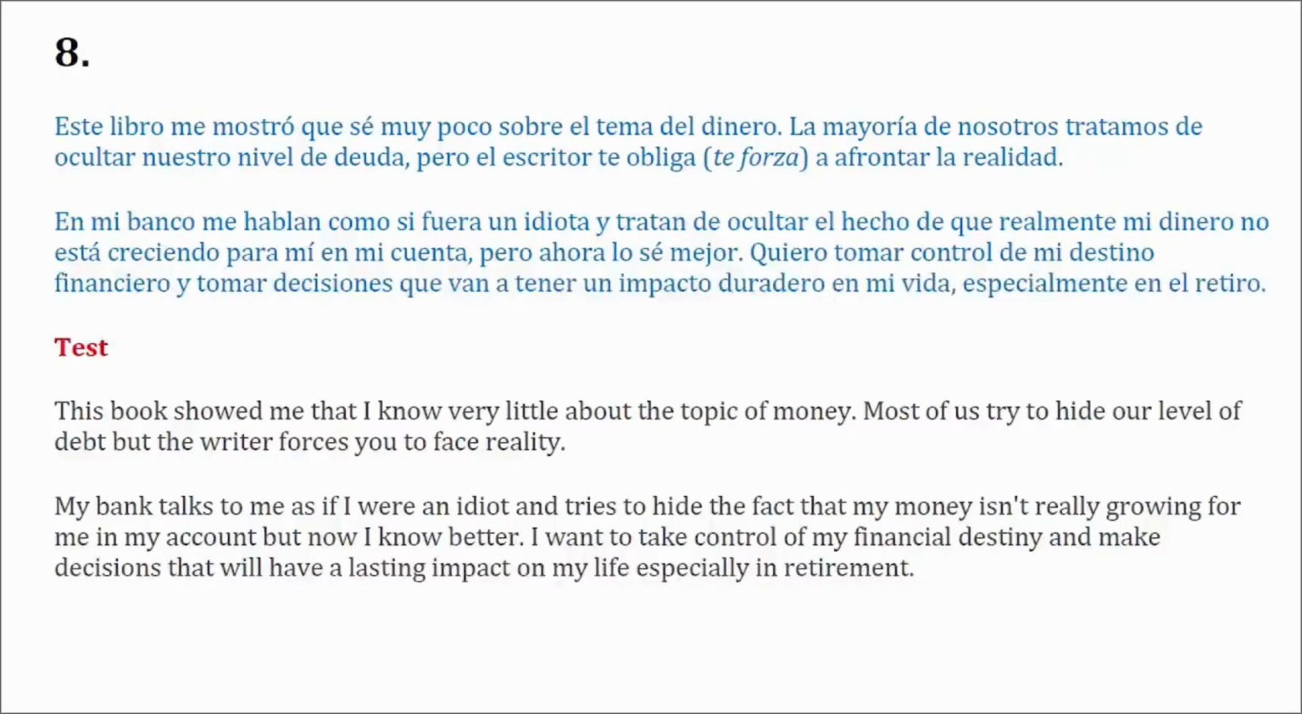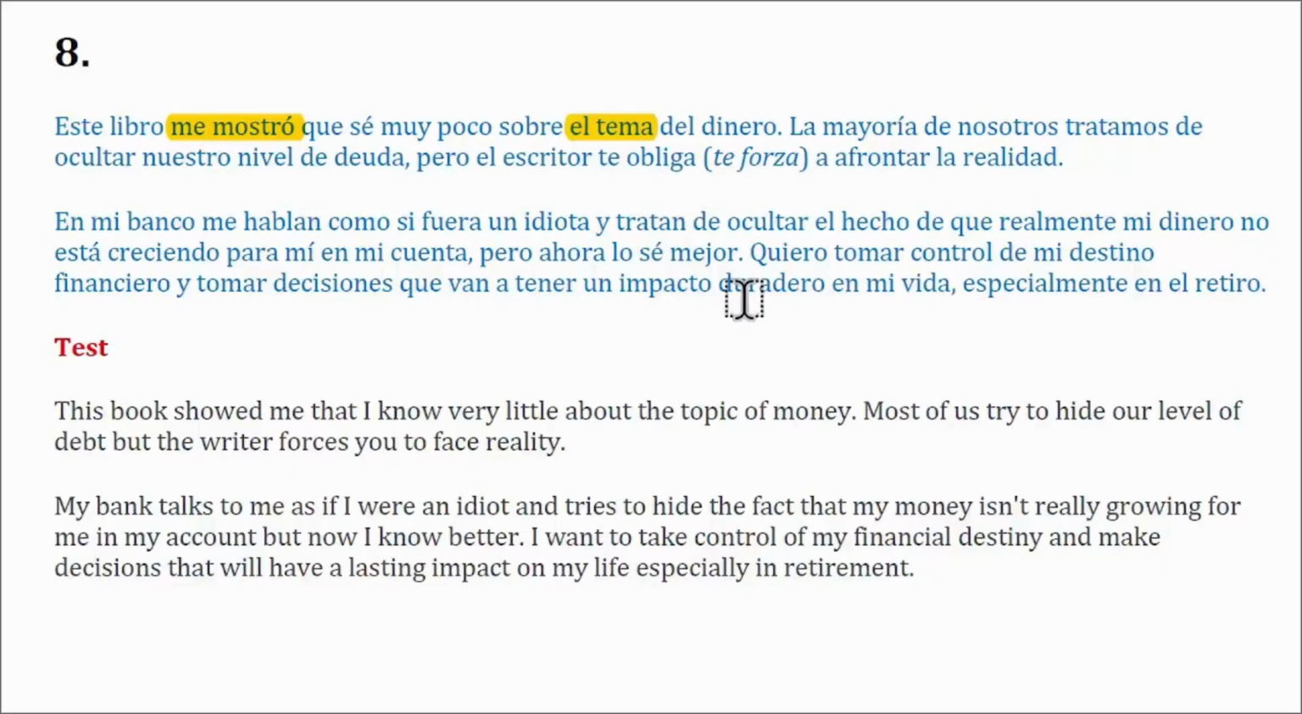Here's text number 8 for you. Este libro me mostró que sé muy poco sobre el tema del dinero. So this book showed me or demonstrated to me. We have the verb mostrar, so it showed me, me mostró, que sé muy poco, that I know very little, sobre el tema, about the topic or about the subject or about the theme of money, del dinero.